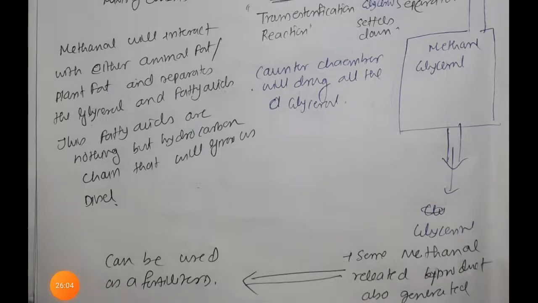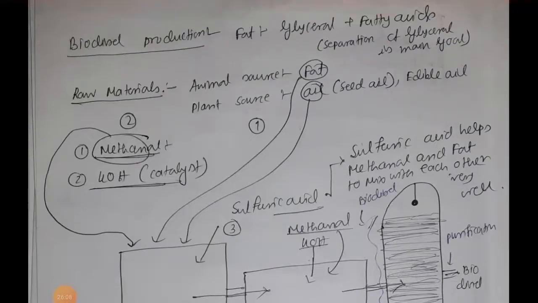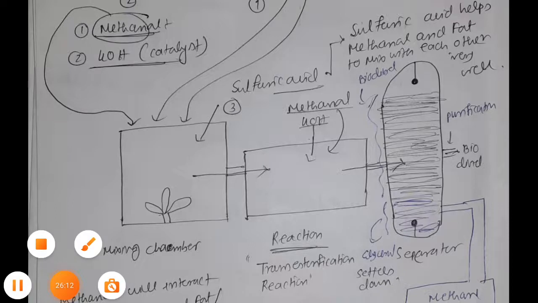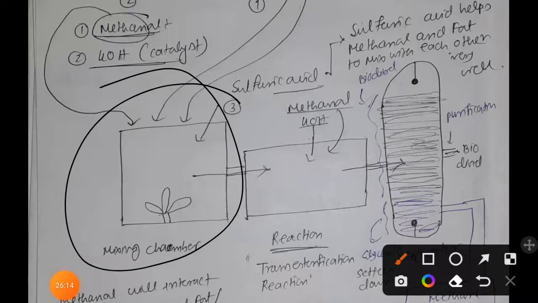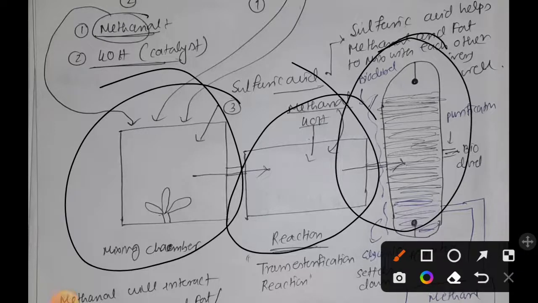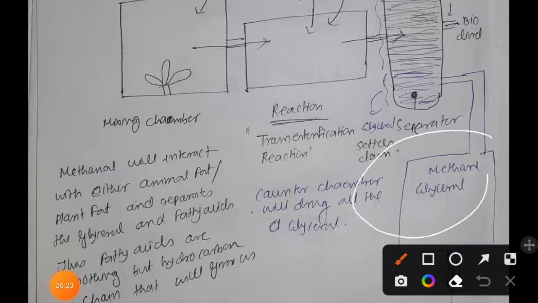So I hope that you have learned about how biodiesel can be produced. I am repeating the concept that there will be a mixing chamber, a reaction chamber, and a separation chamber. And there will also be a chamber where we are going to convert glycerol into glycerin, and the methanol will also be converted into manure. This manure we can use for biofertilization. So what is the concept?